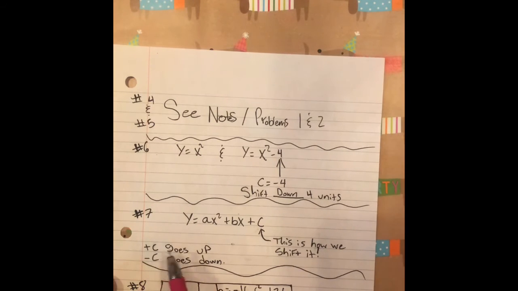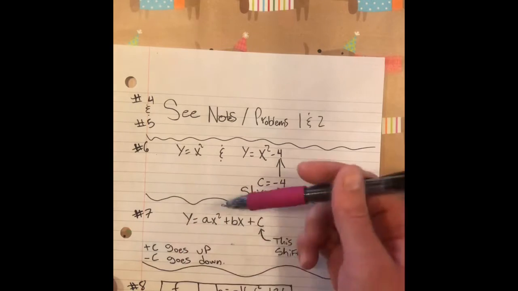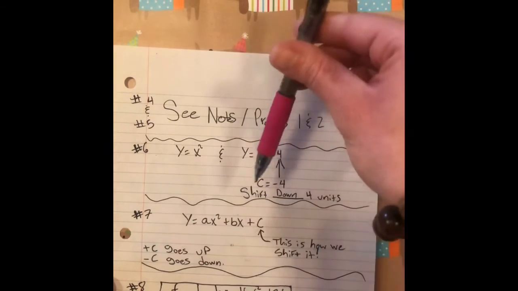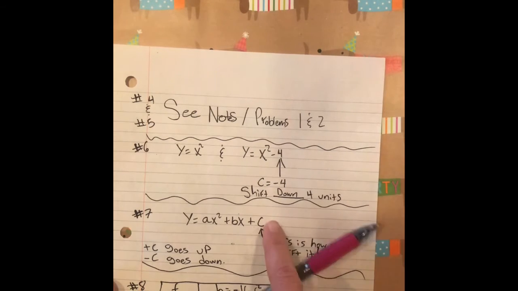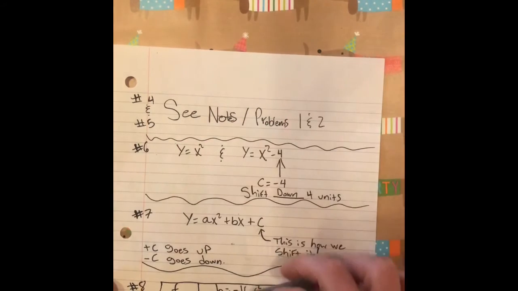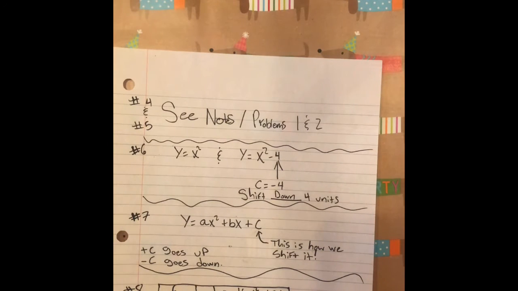If it's positive, we go up or increase. If it's negative, we go down or decrease. So positive C goes up, negative C goes down. So the statement again, positive values of C shift up, negative values of C shift down. That is a true statement. Number 7, true. All right, moving on to number 8.